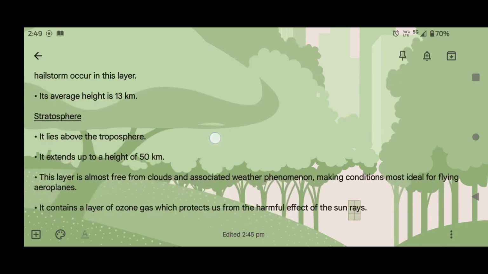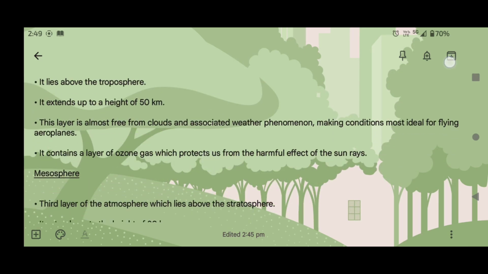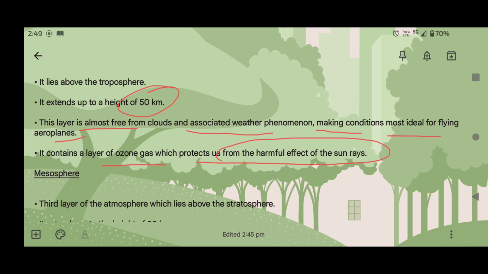Stratosphere. It lies above the troposphere. It extends up to the height of 50 km. The layer is almost free from cloud and associated weather phenomena, making conditions most ideal for flying aeroplanes. It contains a layer of ozone gas which protects us from harmful effect of the sun rays.